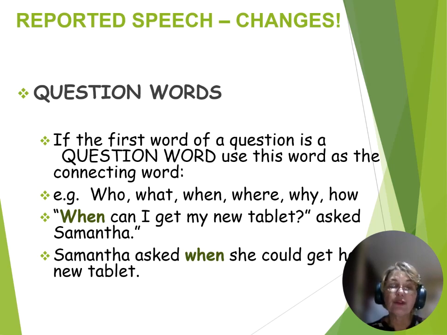If the first word of a question is a question word, then you will use this word as your connecting word. Who, what, when, where, why, the W words and how. When can I get my new tablet? Asked Samantha. Samantha asked when she could get her new tablet. So you've taken away your quotation marks and you still are getting the correct message here, you're getting the correct words that were used by the speaker. So if you had to testify at some stage, this person would know exactly what you mean, and they'd also feel very happy to say, sure, at least this person is saying exactly what I said.